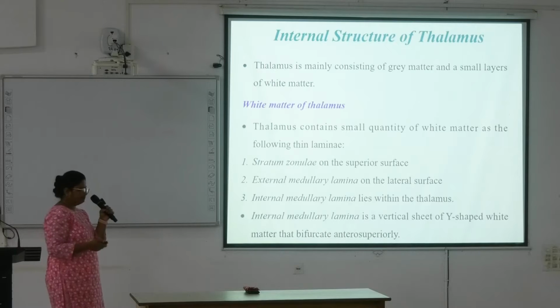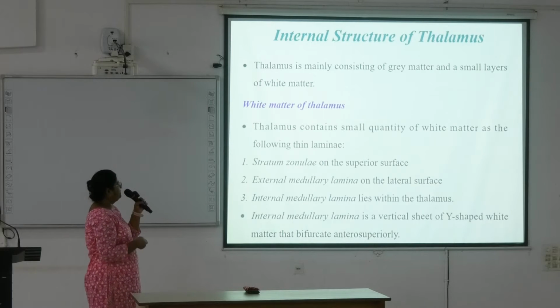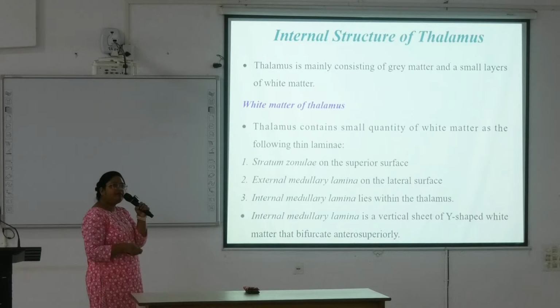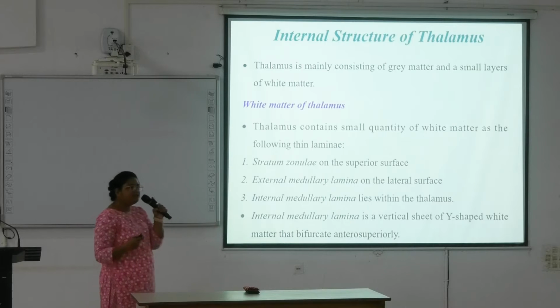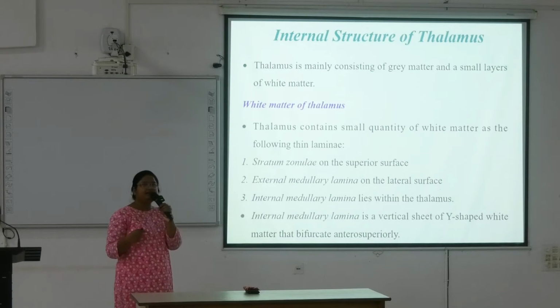Okay. So these are the white matter areas. These are very small areas. Mainly gray matter is present, and in this area white matter is present.